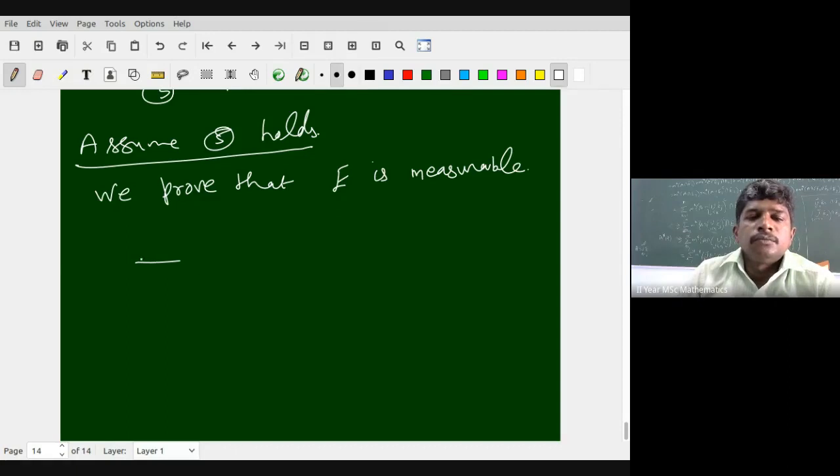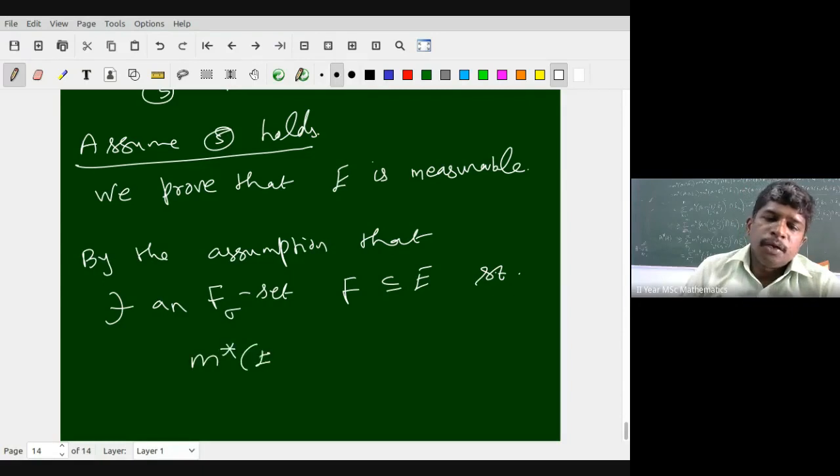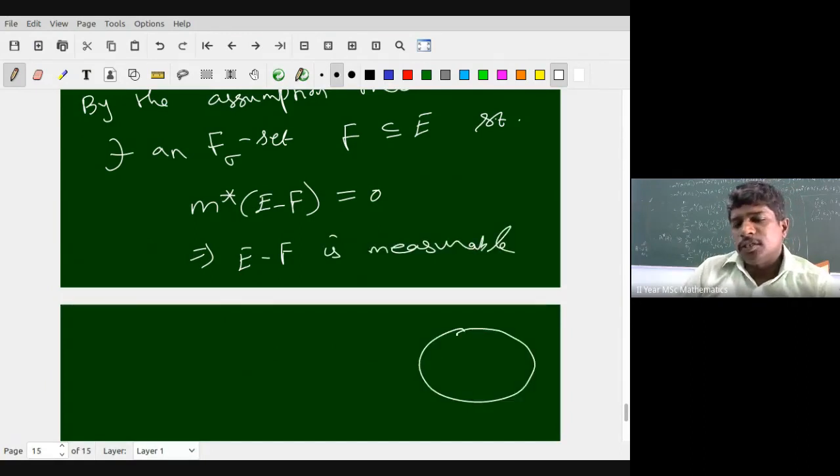Now, by the assumption that there exists an F sigma set F contained in E such that m star of E minus F is 0, this implies E minus F is measurable, because if a set has outer measure 0 then the set is measurable. So in the whole set E, E minus F is measurable.